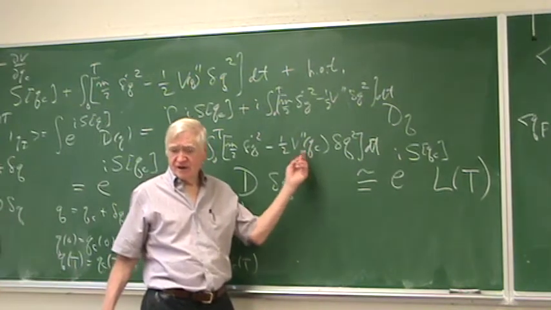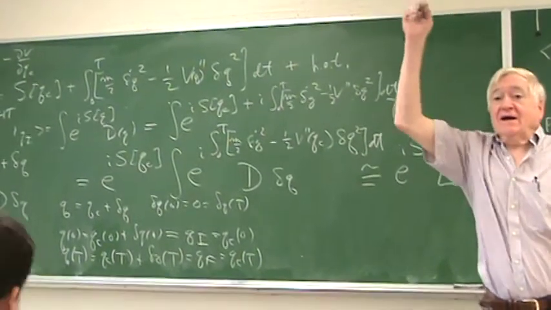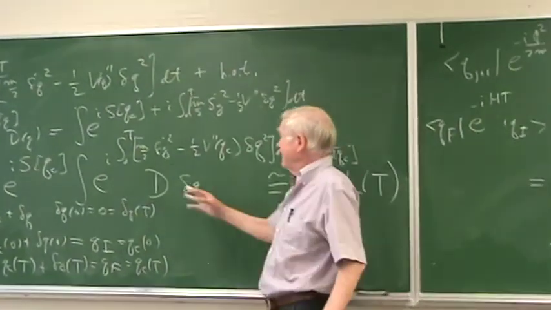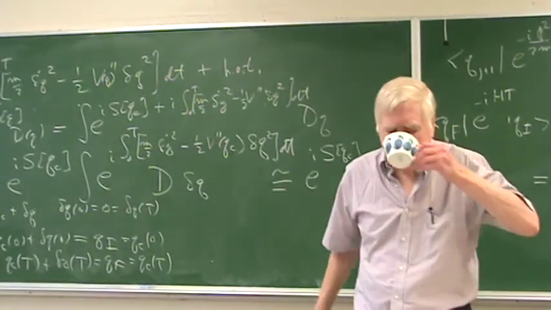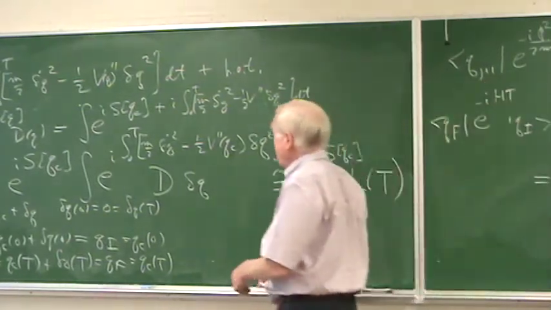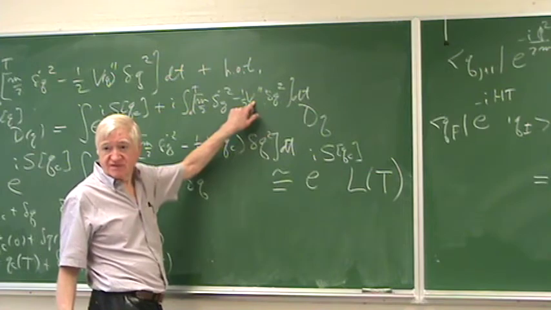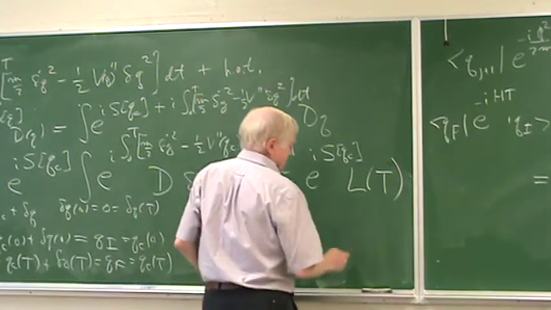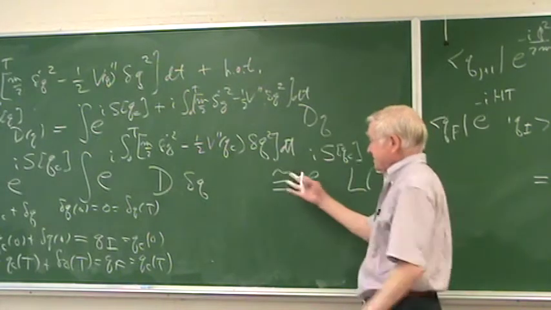Yeah, but I mean, L of T is also dependent upon the parameters of the system, right? Well, it certainly depends upon the mass. Yeah. But if the thing is quadratic, then you see V double prime is a constant. So it's a constant of the system, but it's independent of Qi and Qf. So this is L of T in the quadratic case. Actually, in the quadratic case, this thing is not an approximation, it's exact.